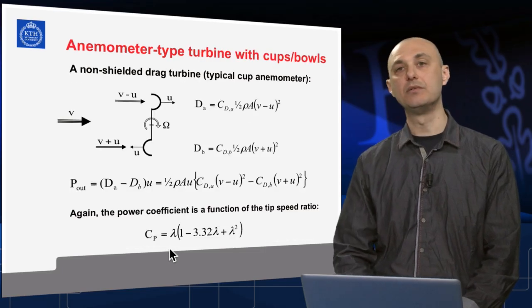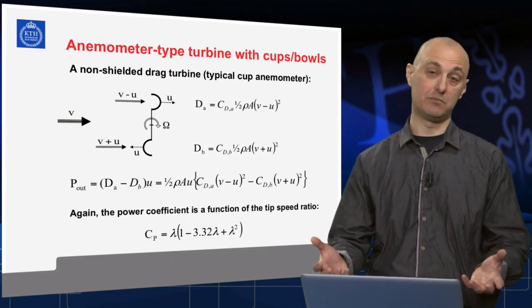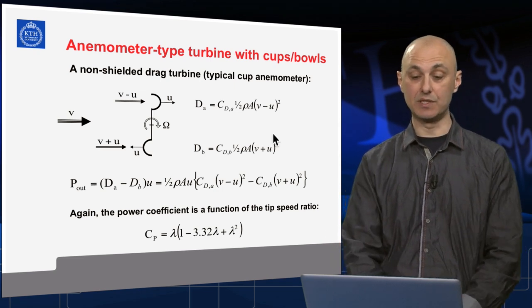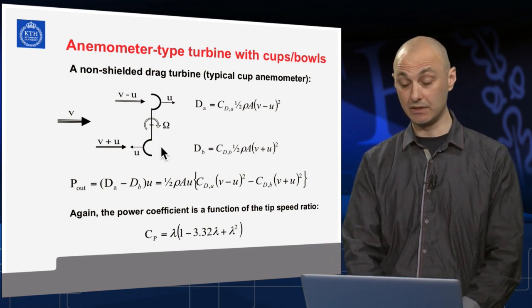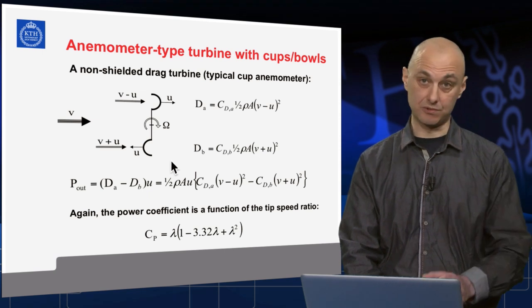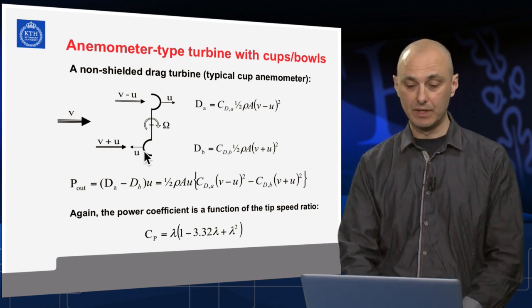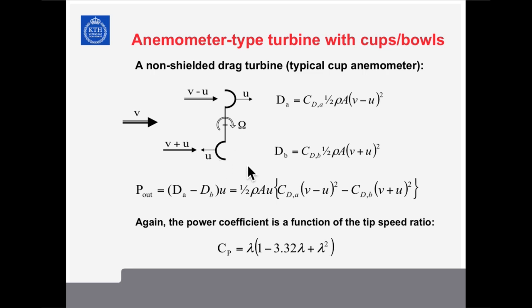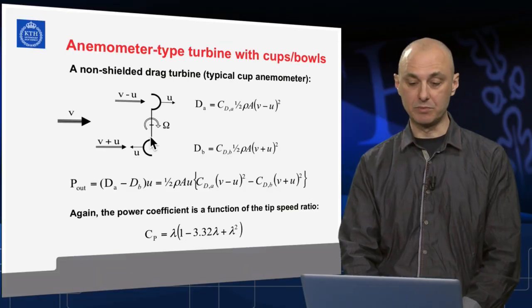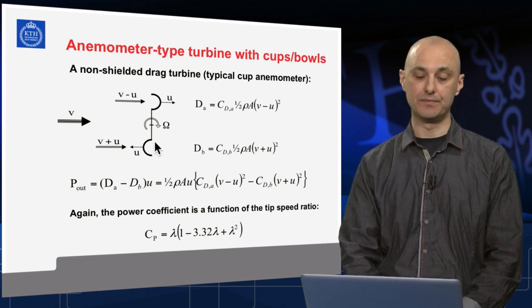Now moving to the real case, that would be the cup anemometer, a drag force turbine where there is no shield, and of course it's impossible to shield very nicely any part of the rotor. But the part of the blade that moves against the wind hopefully has a very low drag coefficient. That would be the cup with its convex part facing the wind.